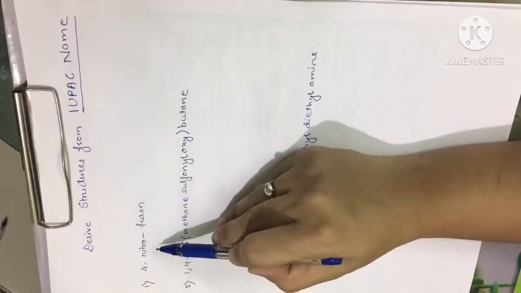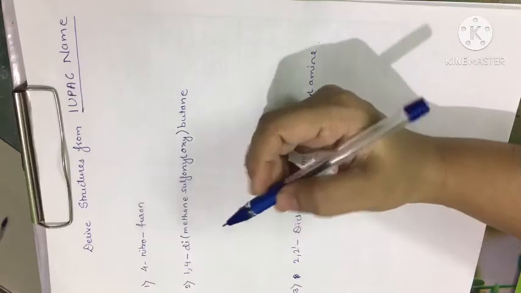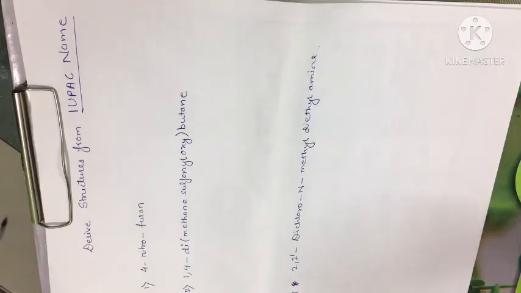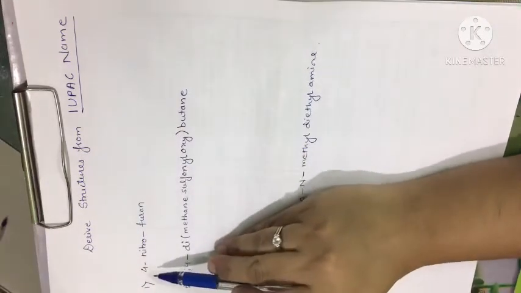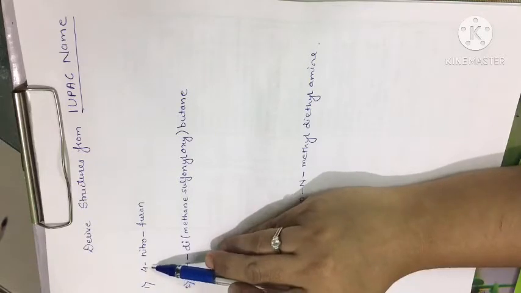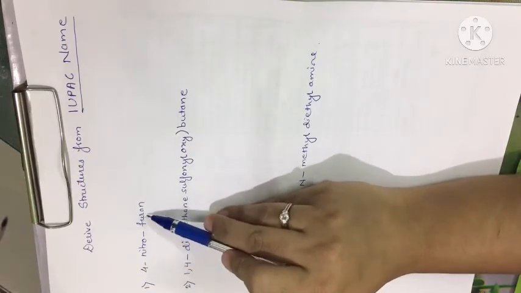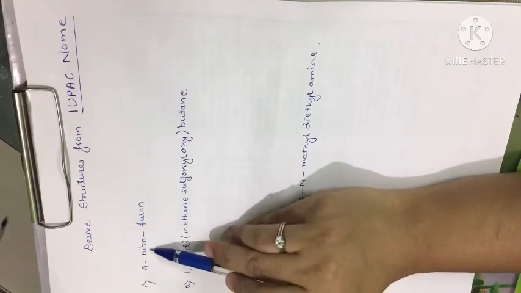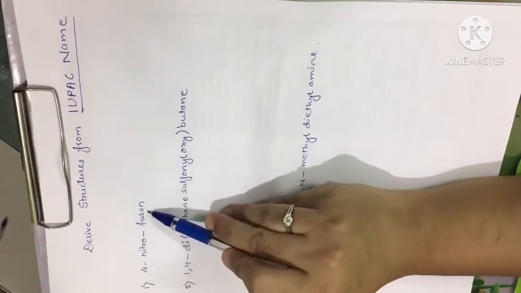So the first IUPAC name here is 4-nitrofuran. Before starting, it is assumed that the students know how the names of the substituents and the structures of the heterocycles. So here we have the first IUPAC name, that is 4-nitrofuran. That means the name denotes the presence of a nitro group on the furan. So let us draw the structure first.